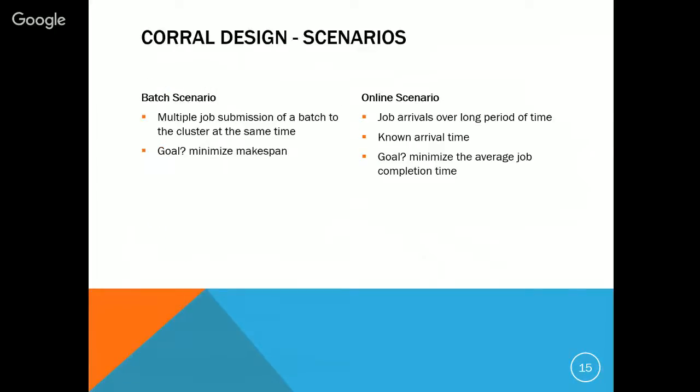So in order to design this Coral framework, they have figured out two scenarios to work with. The batch scenario mainly consists of multiple job submissions of a batch, let's say a batch script, to the cluster at the same time. What is the goal of this batch scenario? It is to minimize the makespan. For the online scenario, we have jobs arriving over a long period of time with a known arrival time. What is the goal of this scenario? It is to minimize the average job completion time.